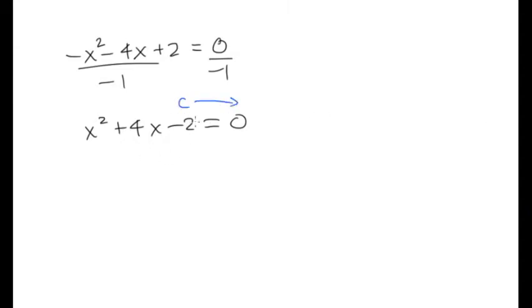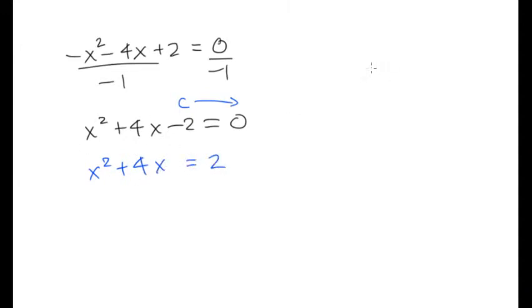So, first thing we're going to do is, I don't like this negative coefficient here. It's hard to work with, so we're going to just divide everything by -1. What that does is it just flips all the signs. And now we can move the c term to the right-hand side. X squared plus 4x is equal to 2.